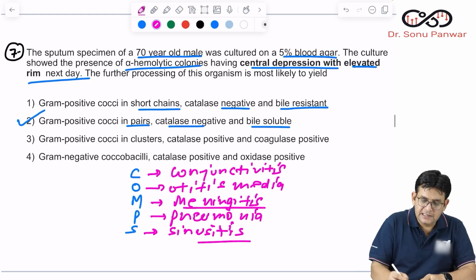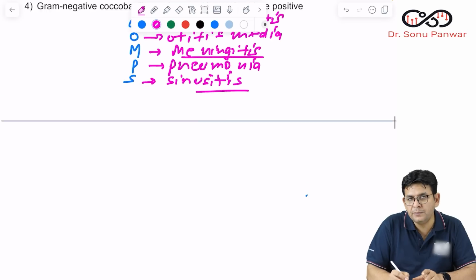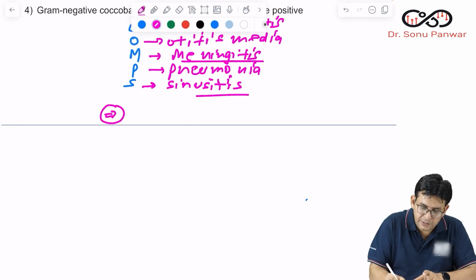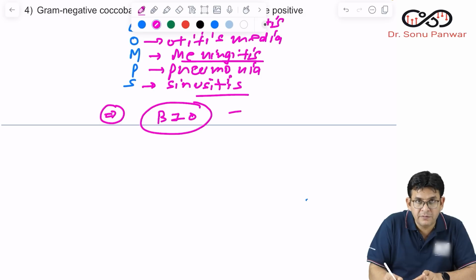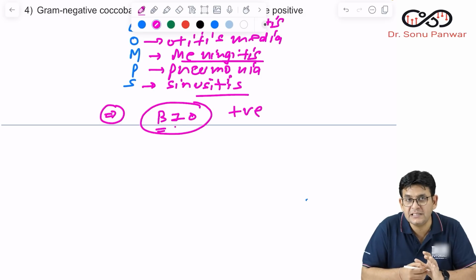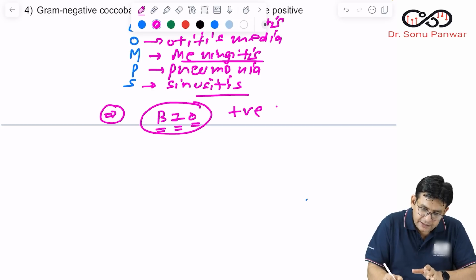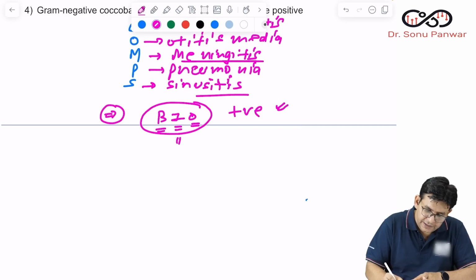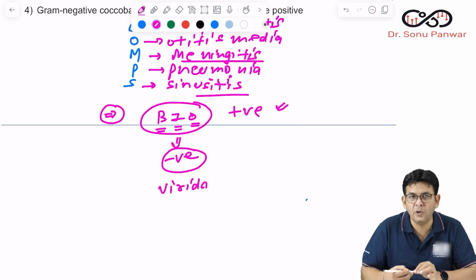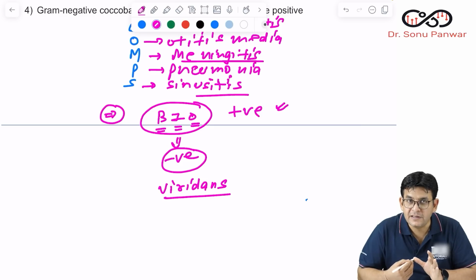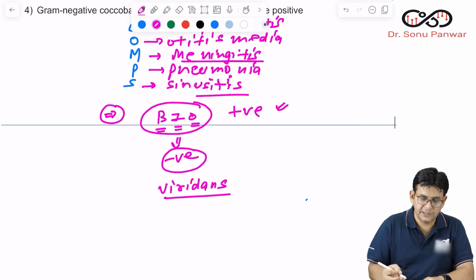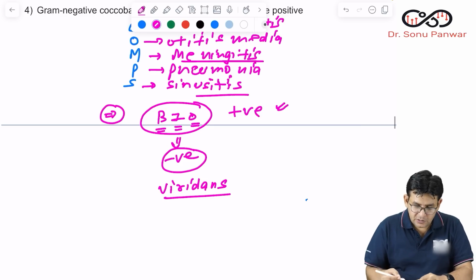Besides that, what you need to know is that it is BOP positive. What is BOP? Bile soluble, inulin fermentation, and optochin sensitivity are positive in the case of pneumococcus. And the same things are negative in viridans streptococci. Means they are bile insoluble, inulin non-fermenter, and optochin resistant. Optochin is a drug that you know. So like this also the question might come.